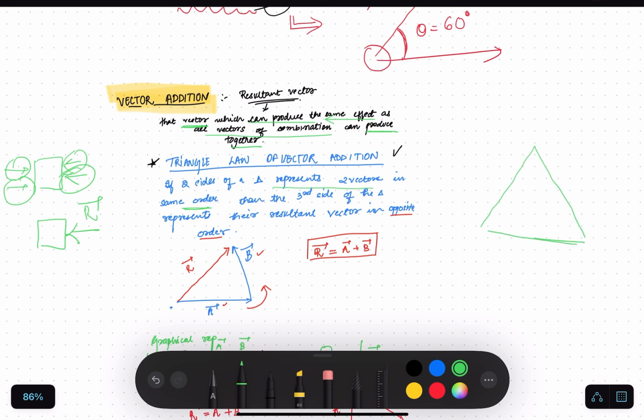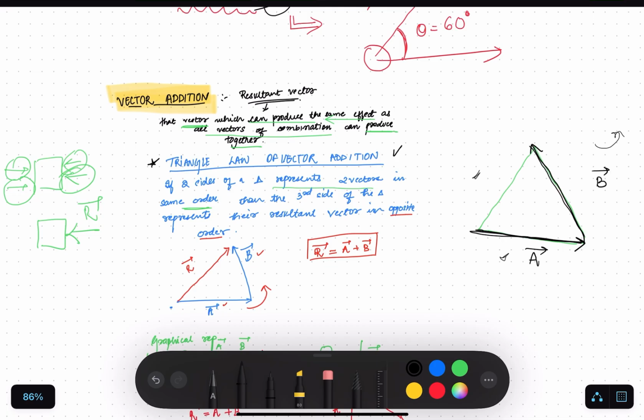Okay, this is a normal triangle. Geometrically I don't know, it could be an equilateral triangle, whatever triangle it is. This definition says if two sides, let me consider this side and this side, represent two vectors in the same order, meaning if I'm going in, let's just say, the anti-clockwise direction, so this is my vector 1, let me name it vector A. Okay, and in the anti-clockwise direction, this is going to be my vector B.